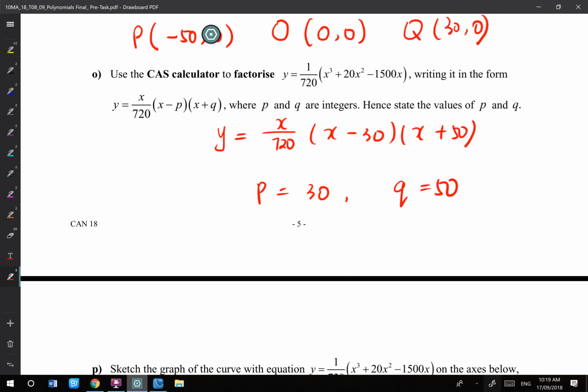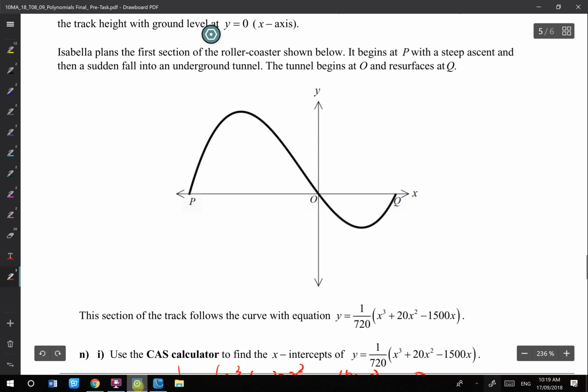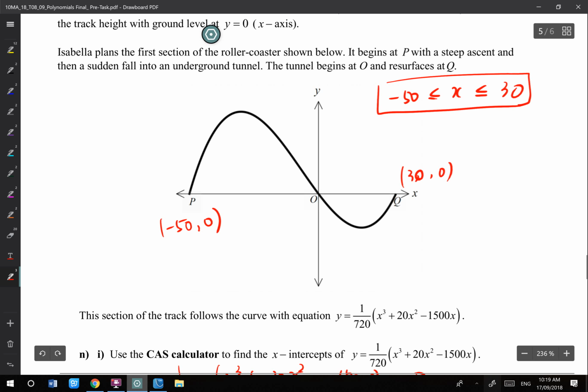Sketch the graph of the curve with equation. Okay, can we see that? First of all, on this graph, this is the minus 50, this is the 30, comma 0. What's the domain for x for this question? Minus 50 to 30. So this graph is only valid from negative 50 to 30. I'm not going to have the rest of it. The next question is asking us to sketch that and show all the coordinates.